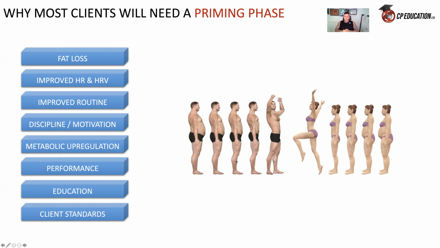So in this phase, what you need to be looking at is creating a priming phase. A priming phase is pretty much where you look at getting someone to a point of optimal body composition. When someone is at a point of optimal body composition, they will have an improved heart rate. They'll have improved heart rate variability. They'll have an improved routine. They'll have improved discipline and motivation. They'll have improved metabolic upregulation. They'll have performance markers in place. They'll have education in place, and they'll have client standards in place.